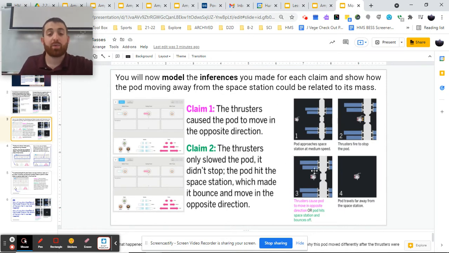So we know that at time 3, when we lost signal, one of these two things could possibly be happening. One, the thrusters caused the pod to move in the opposite direction due to something going on with its mass. Two, the thrusters only slowed the pod, didn't stop it, and it hit the station and bounced off again, dealing with something about its mass. And we're going to be using the modeling tool to show how mass could have caused these two things to happen. Let's take a look.